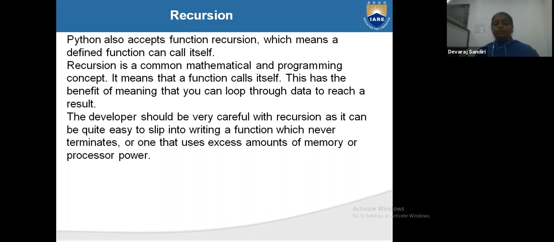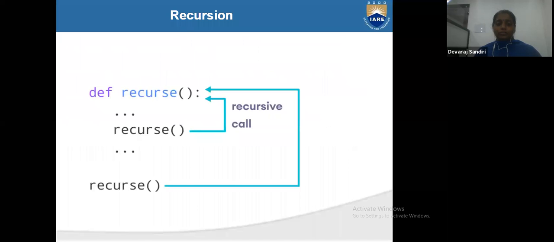The developer should be very careful about recursion as it can be quite easy to slip into writing a function that never ends. You have to write the function carefully, where we have to call it, and where it should terminate. That condition you have to give. See recursion. When we are using a recursion function, def recurse is the user defined function. Recurse means calling the main function. Both are calling the main function, but the recursive function will call itself end to end.